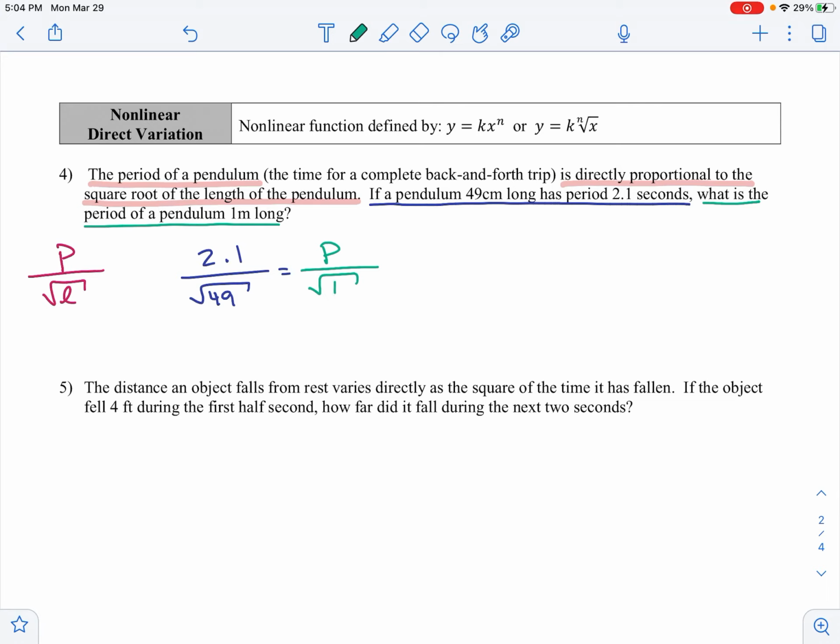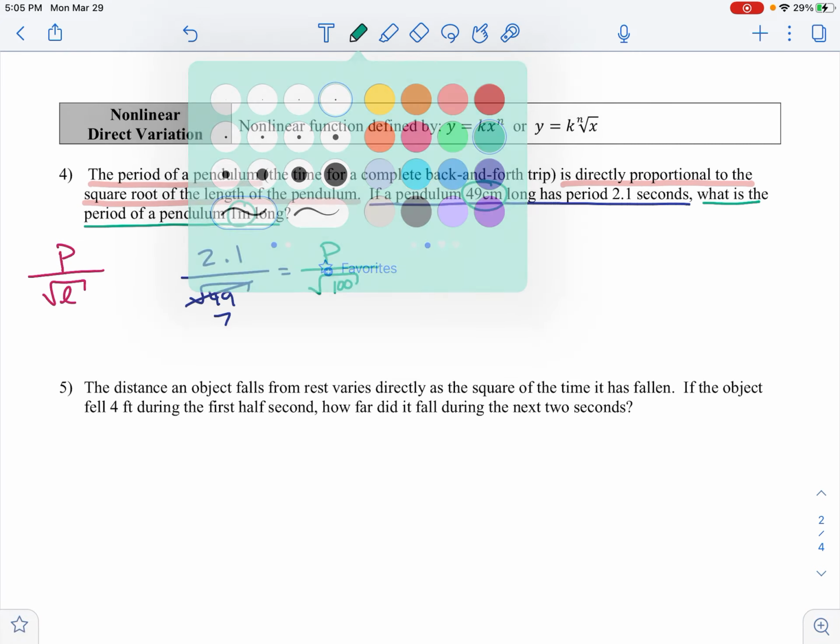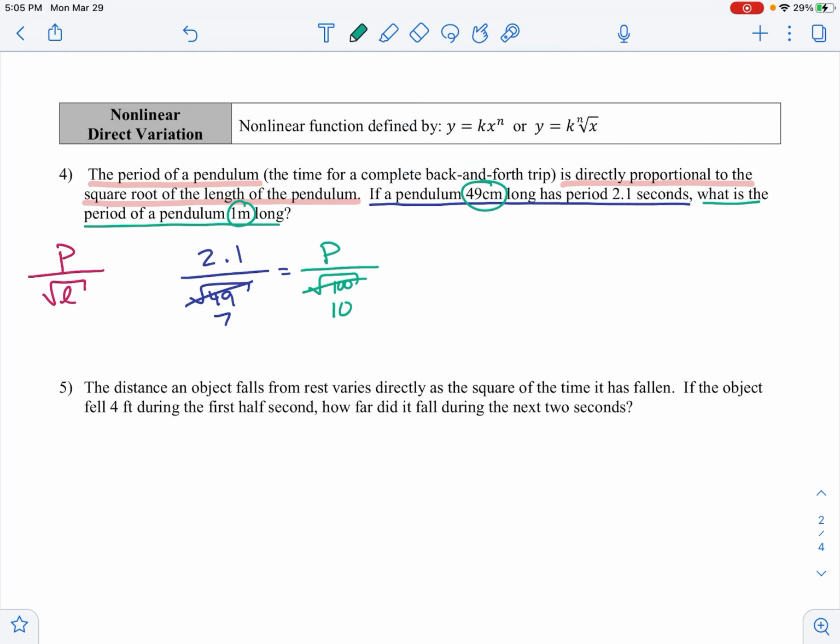This is now what I'm going to solve. Oh, but wait, we missed something. This is centimeters, and this is meters. So I don't want 1. I'm going to change that to be 100. You do want those units to still match up. I know the square root of 49. I know the square root of 100, and so I can cross multiply.